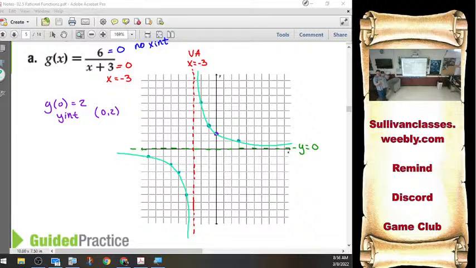Okay. Find your vertical asymptote. Find your horizontal or oblique asymptote, depending on the rules. Find your x-intercepts, your y-intercepts. Check the calculator for a few more points. Connect the dots. Okay? Make sure that you're labeling stuff, though.